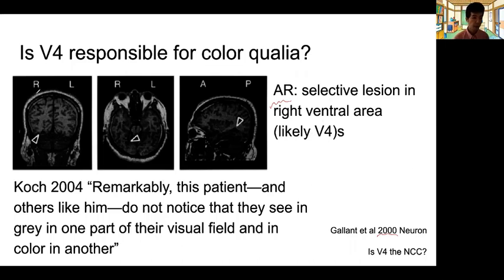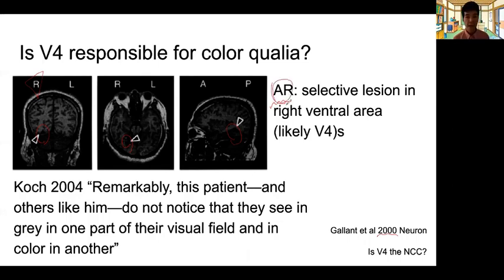Again, this is a radiological convention, so the right side of the brain is represented on the left, and the left side of the brain is represented on the right. This triangle points to the highly restricted lesion in this particular patient. After the lesion, this patient lost some color perception. However, quite remarkably, as Chris Koch's book says, this patient and others like him do not notice that they see in gray in one part of the visual field and in color in another.